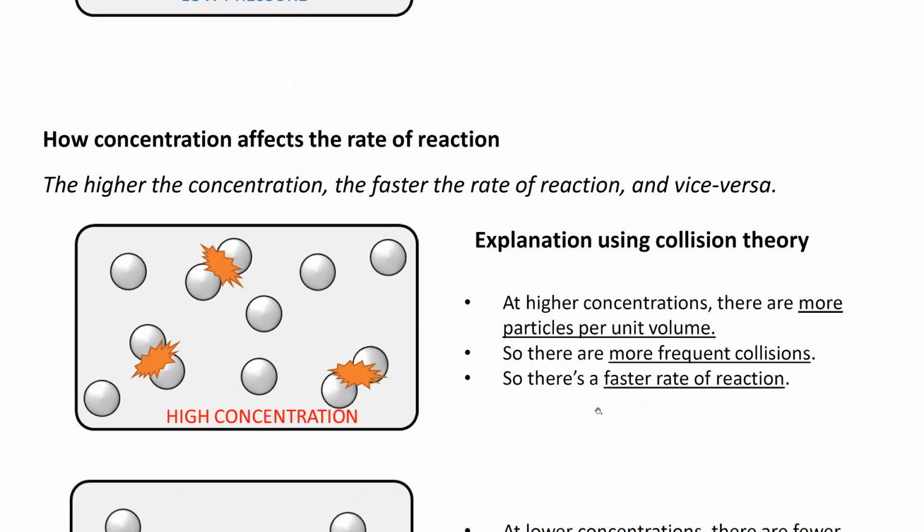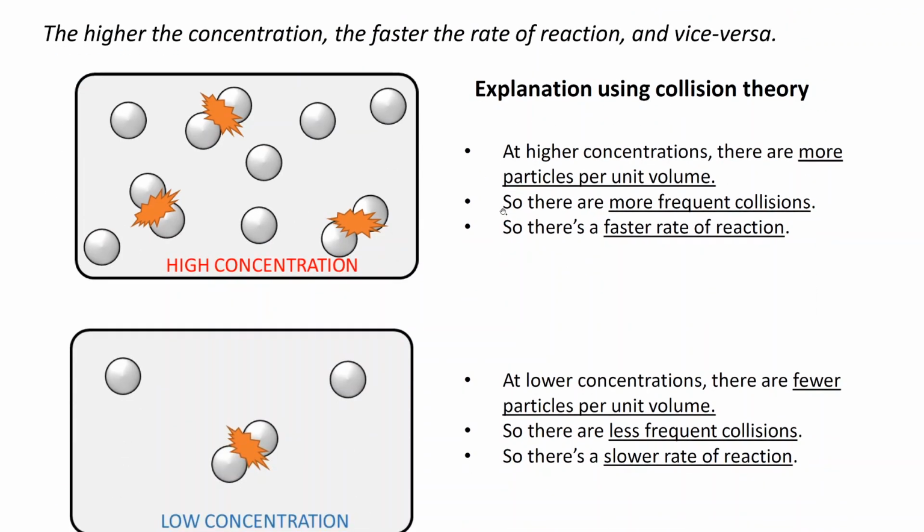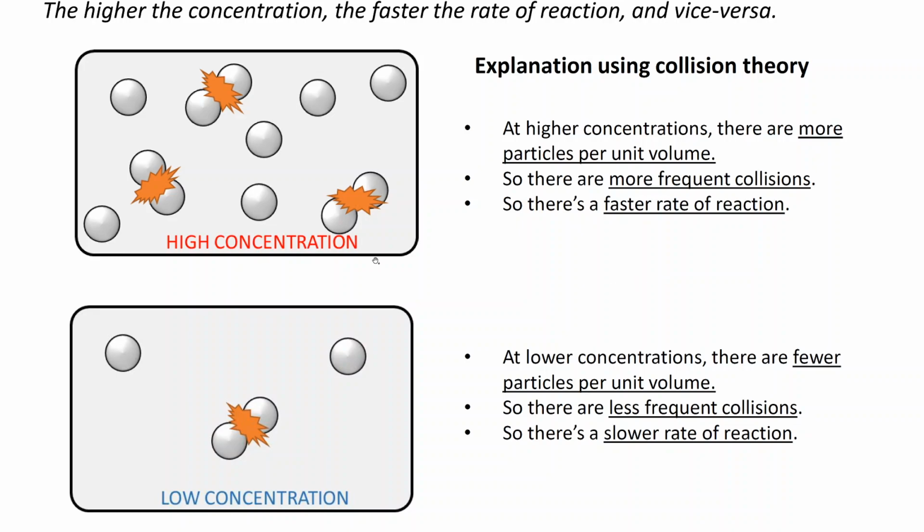Let's now have a look at concentration. The higher the concentration, the faster the rate of reaction, and vice versa. Now, if we look in the box for high concentration, you can see that there's lots of particles, whereas at a low concentration, there's fewer particles. But an examiner will not accept you stating that a high concentration is just more particles. They want you to express concentration in terms of particles per unit volume. So we need to say at a high concentration, there are more particles per unit volume.